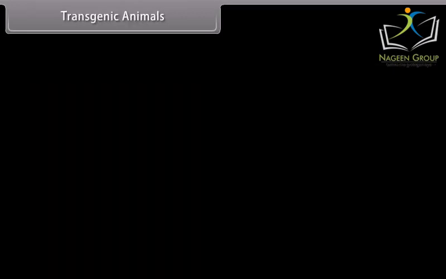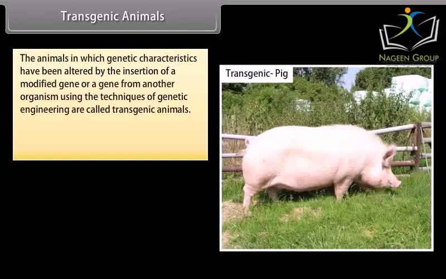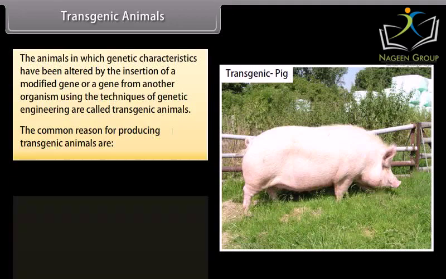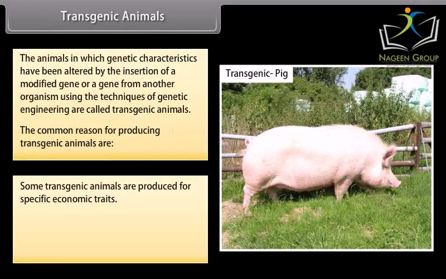Transgenic animals. The animals in which genetic characteristics have been altered by the insertion of a modified gene or a gene from another organism using the techniques of genetic engineering are called transgenic animals. The common reasons for producing transgenic animals: some transgenic animals are produced for specific economic traits.